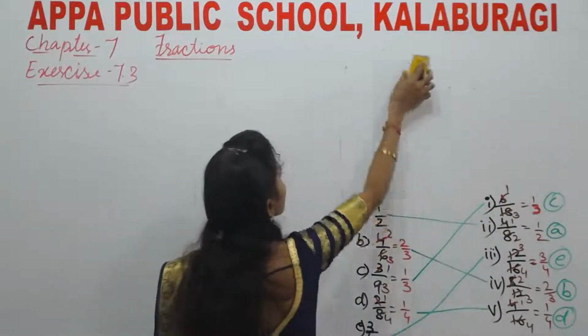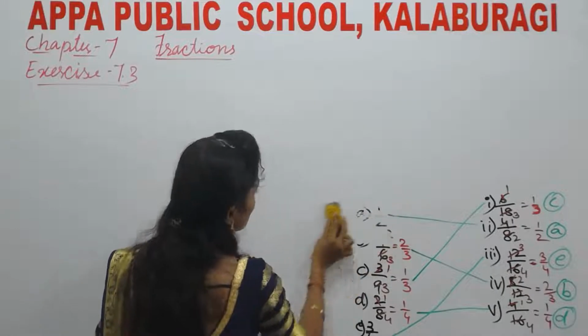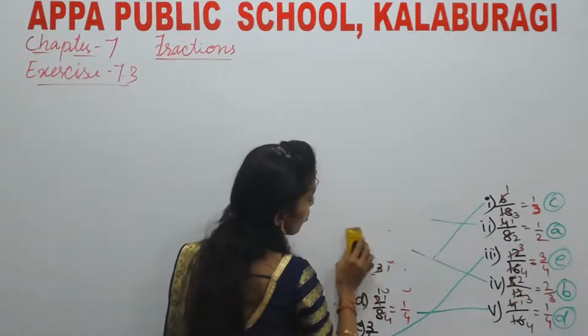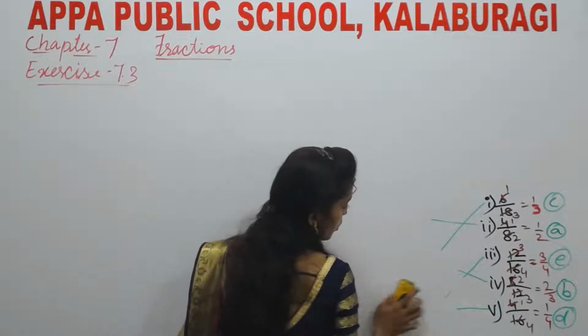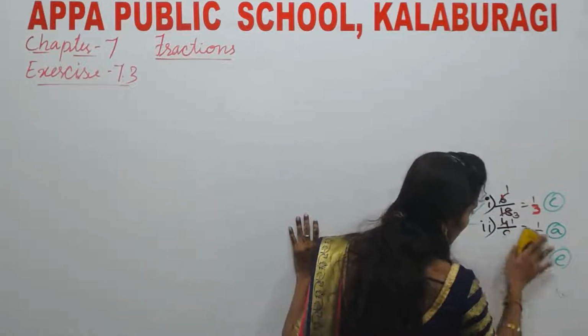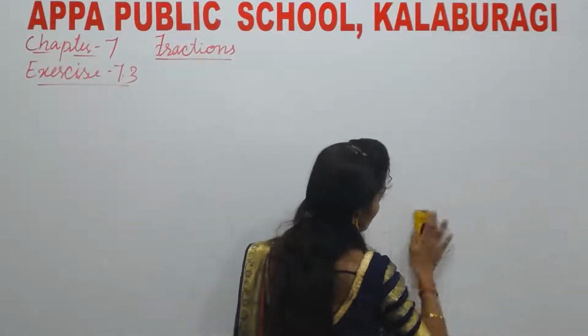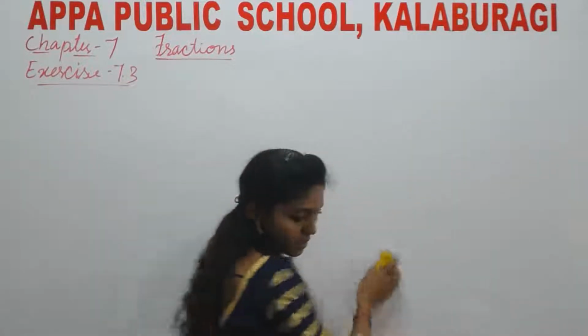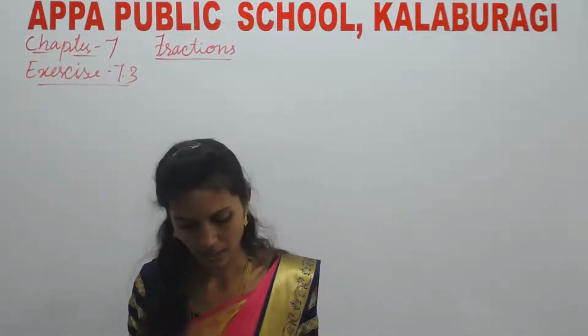For the numerator, if I want to multiply by 2 and for the denominator I want to multiply by 3, so I'll do the same. If you think so, that will be wrong. Therefore, for both numerator and denominator, you have to multiply or divide by the same number. Okay? Yes. Now we'll go to the third bit.